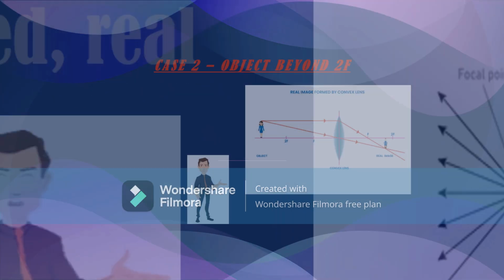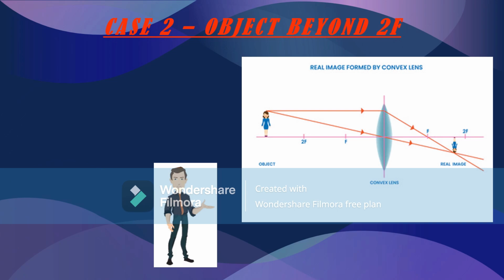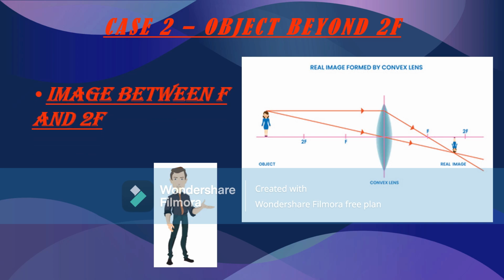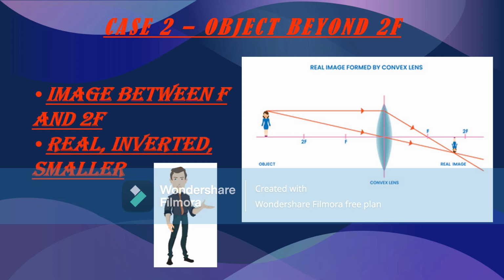Let's go to our case 2, which is object beyond 2F. When an object is placed beyond 2F, here's what happens. The image is formed between F and 2F on the other side, means right hand side of the lens. It's real, inverted and smaller than the object. This is how a camera lens works. It forms a small real image on the film or a sensor. Use these rules: one ray parallel through F and one through O, straight. Now you can see.